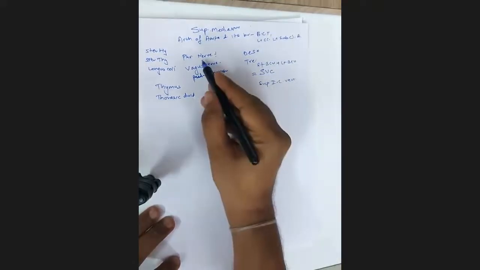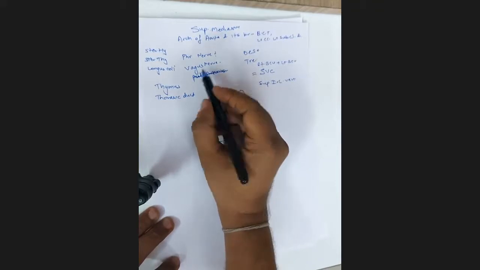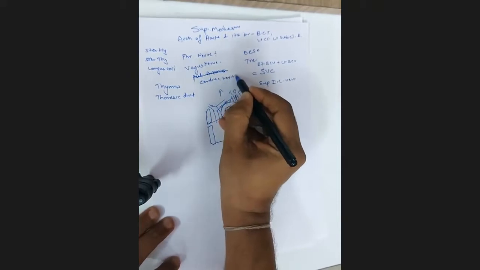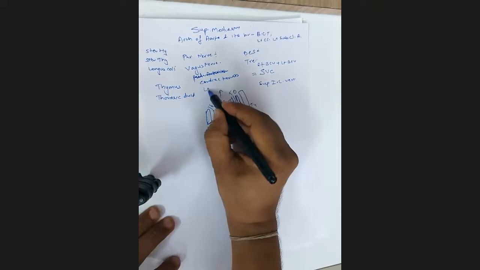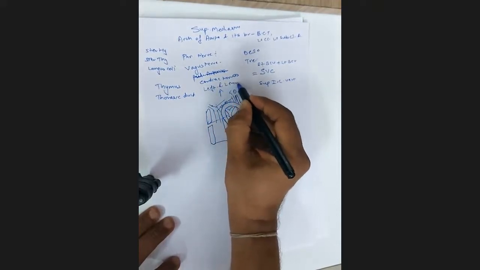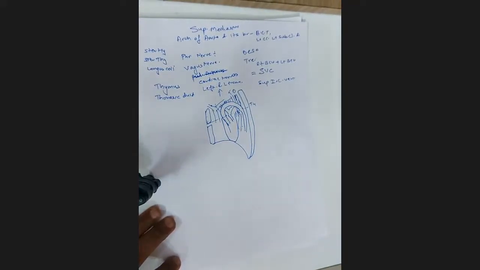Amongst the nerves, we said phrenic nerve, vagus nerve, and along with that, there will be the cardiac nerves, and also the left recurrent laryngeal nerve, which will be one of the contents of the superior mediastinum. Okay, so these all will be the contents of the superior mediastinum.